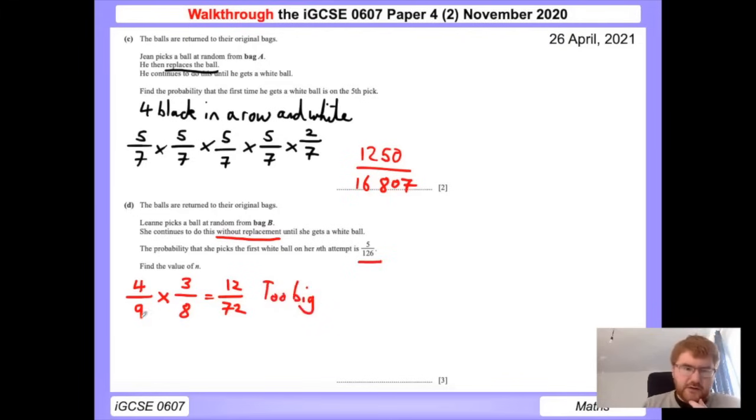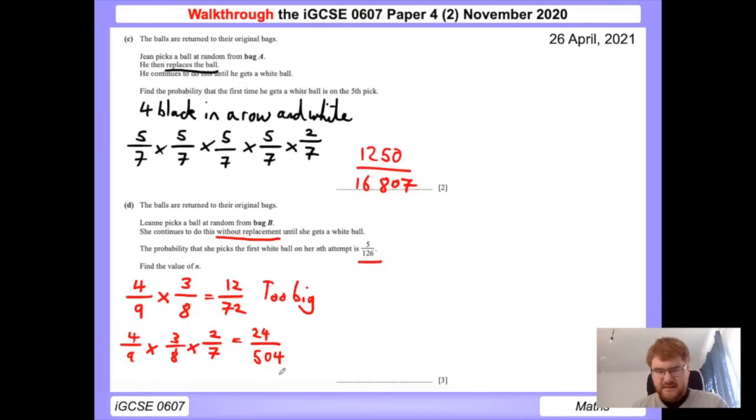I think I take this in a trial and error, and then I'll just keep going. So 4/9 times 3/8 times 2/7. Multiply those together, we get 24 over, okay, 9 times 8 times 7. That gives you 504. Now, is that the same fraction? I think on sight you can see this. You can also write this as 1 over 21. And I think we can see here these are not the same.